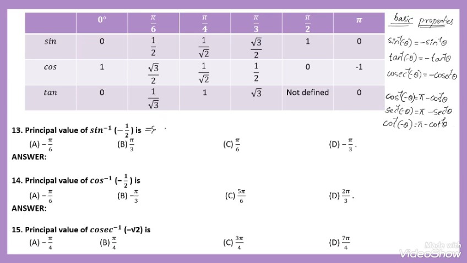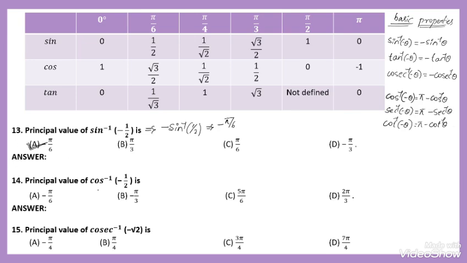By using the property, I directly write negative of sine inverse 1 by 2. What is the value of sine inverse 1 by 2? That is pi by 6. Here there is a negative, so minus pi by 6. The option number A is correct.